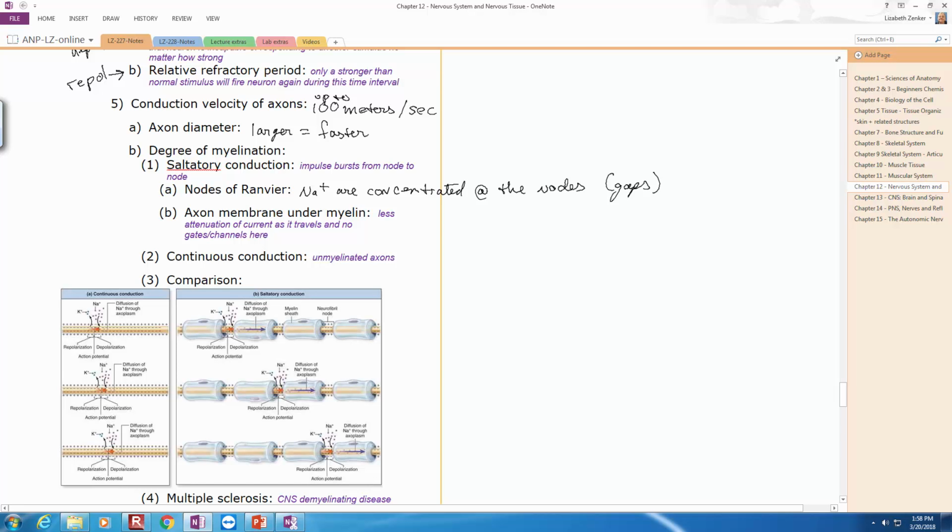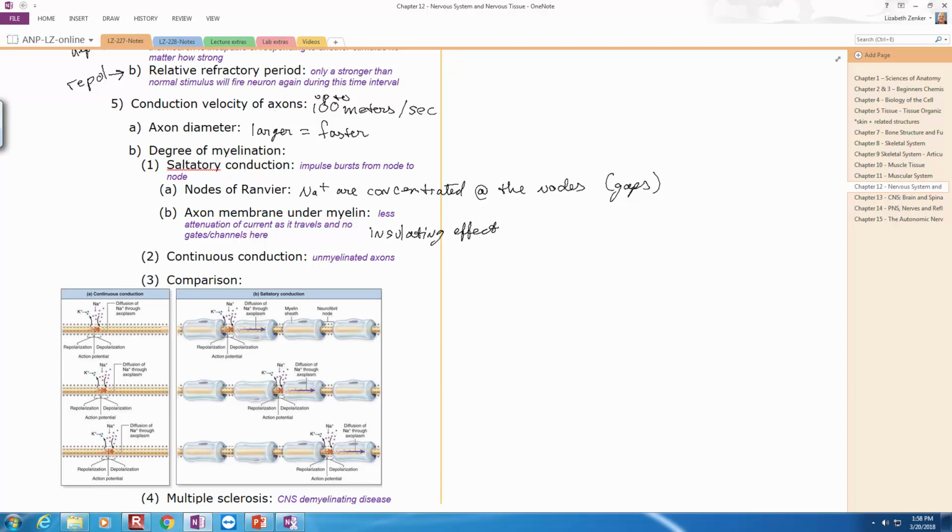Also, the axon membrane under the myelin has less attenuation of current as it travels, and there are no gates and no leak channels there because, remember, under the myelin, it's that insulating effect. So you could just think, the more fat you have, the more insulated you are. You're not going to cool off or get cold or anything, right?